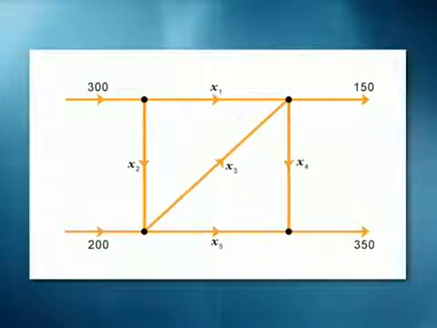But do notice the following. How many cars are entering this system of traffic? 500, 300 plus 200, and 500 are coming out. So at least the same number come in as come out.